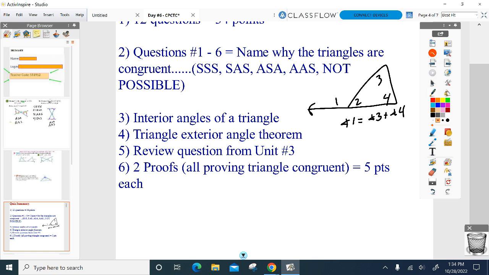All right, and then 2 proofs at the end. Both of them will involve proving triangles congruent. They'll say prove these 2 congruent, prove these 2 congruent. All right, so that is your quiz in a nutshell. Nothing we do today is on there.